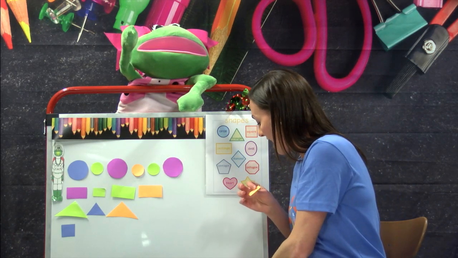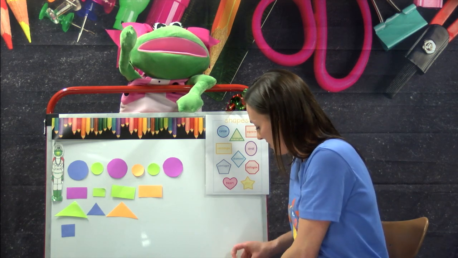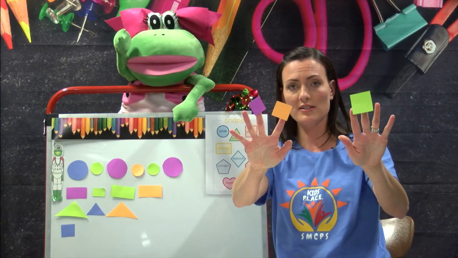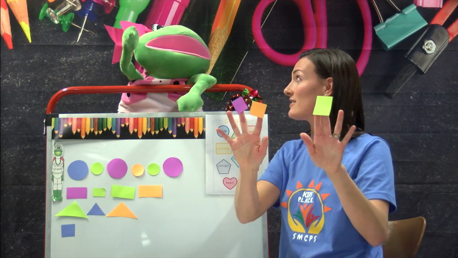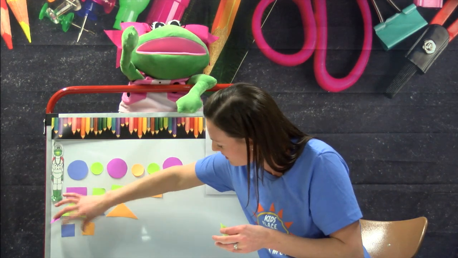Okay. These ones have 4 sides that are all the same. See those, Franny? Do you see them, boys and girls? What are these ones? They have 4 sides, they're all the same. Squares. Oh, I don't have very many squares up here.